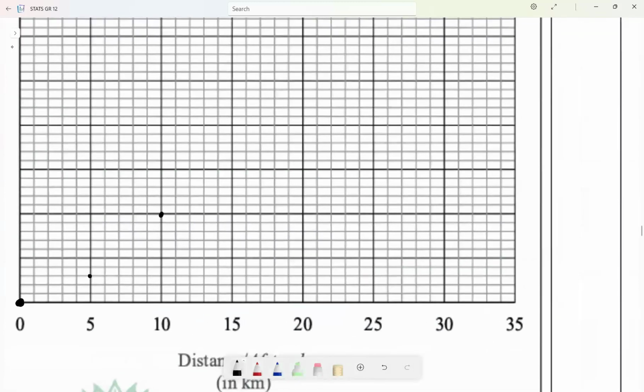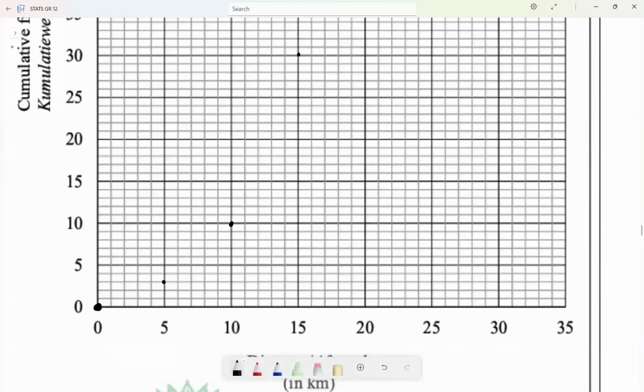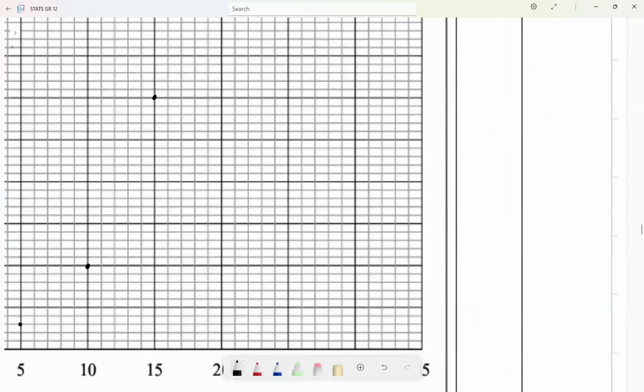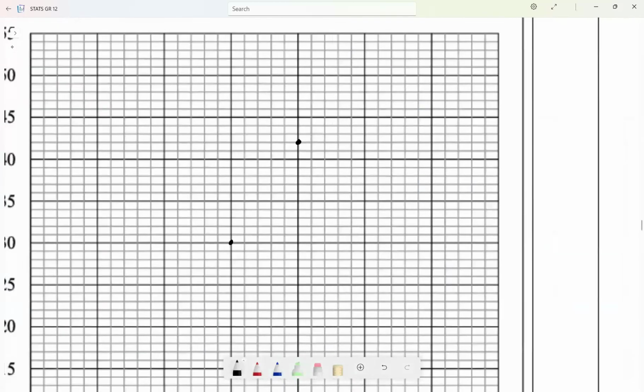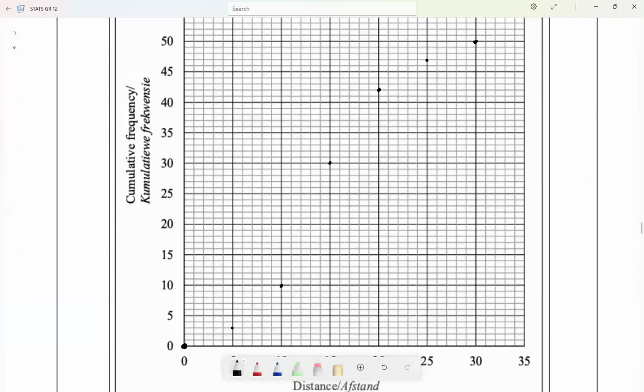15, 30. Where's 30? I can see. 15, 30. And then 20, 42. 25, 47. And then the last one, it is 30, 50 again. So for now, I've just plotted my points. All I need to do from now on, from these points, is to try to join the points beautifully.